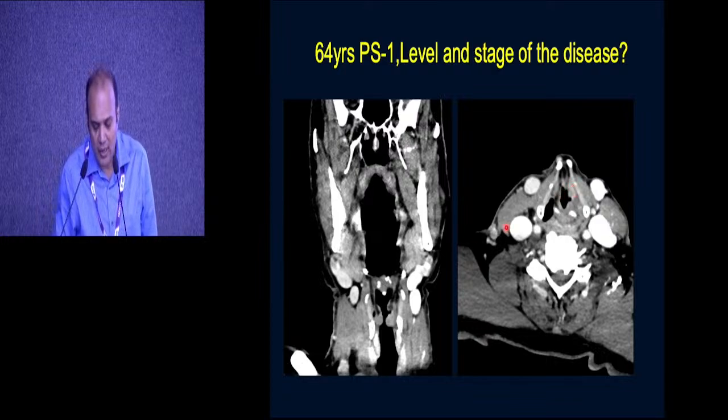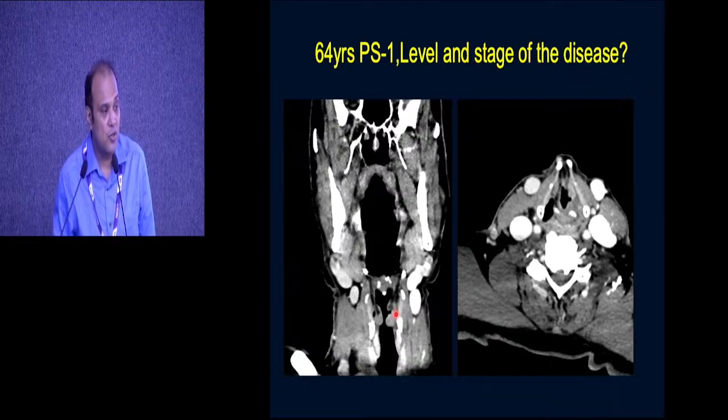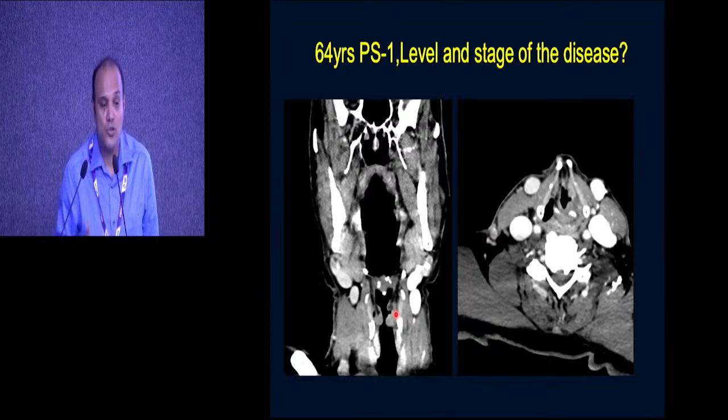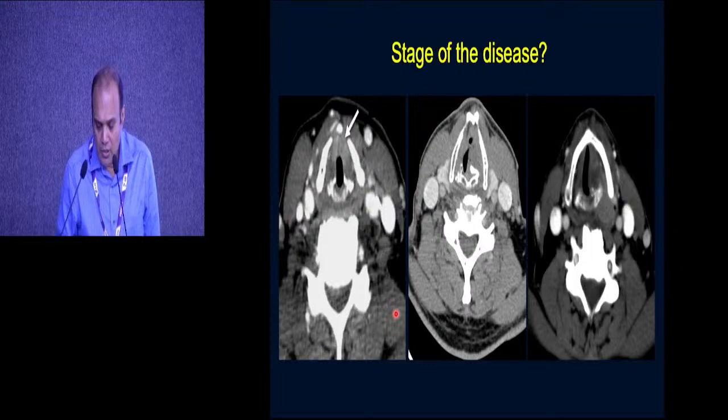How you look in the coronal view is, this is how you look. See, this is the right paraglottic fat here, very clear, you can make it out, but the left paraglottic fat is obliterated. So it's an early paraglottic fat involvement. It's a T3, so you have to upstage this. Why is it important? You need to add chemotherapy, and on top of that, you need to treat the lymph nodes as well. So that is it.